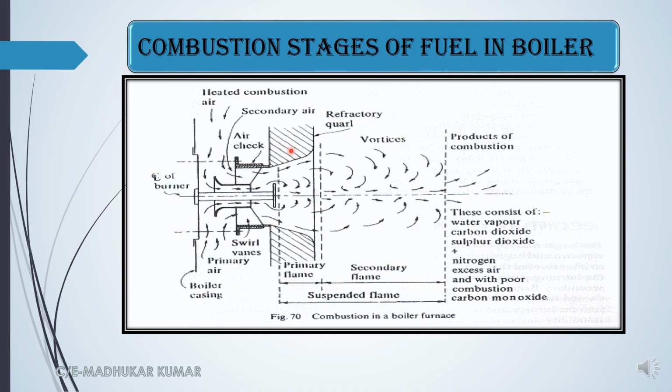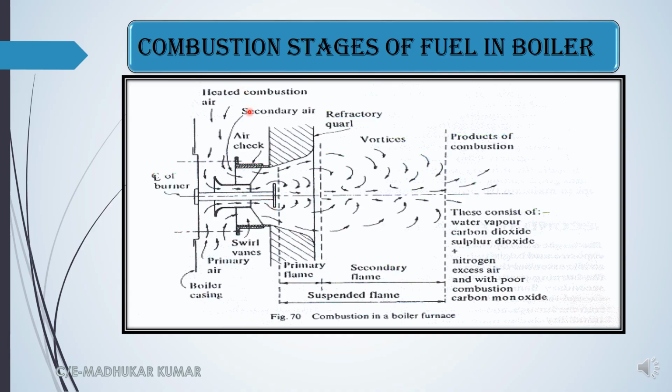This is your refractory coil, and in this one, you can see here the primary flame is consisting of, and after that you have the secondary flame, and the complete primary flame plus secondary flame is called suspended flame. Okay, so here we can see these are the swirl vanes which are being provided, and you have the tip plate which is there. So everything is having a function.